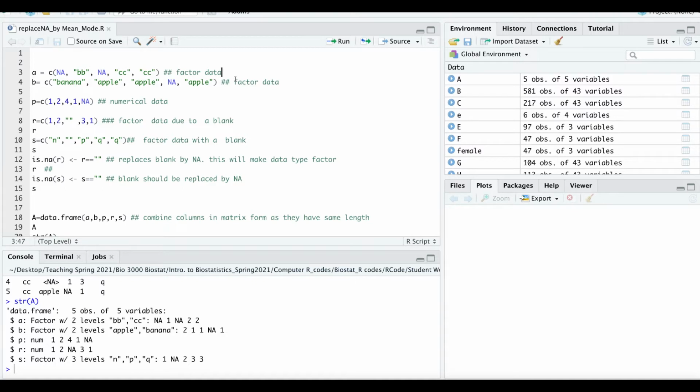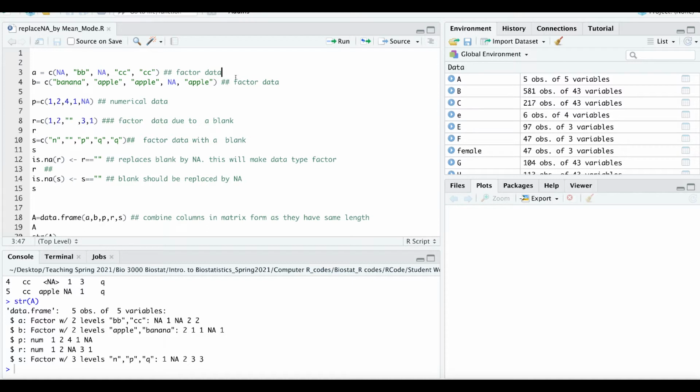Then I will show you how to replace those blank data by NA values, and then replace those NA values by the mean if the data is numerical, and by the mode if the data is factor or categorical data. Okay, let's look at this.